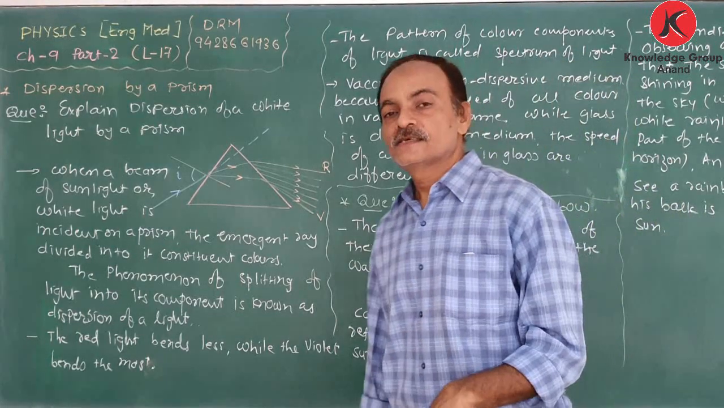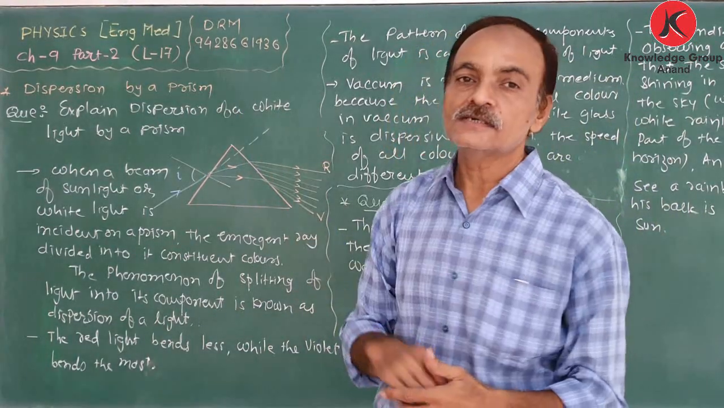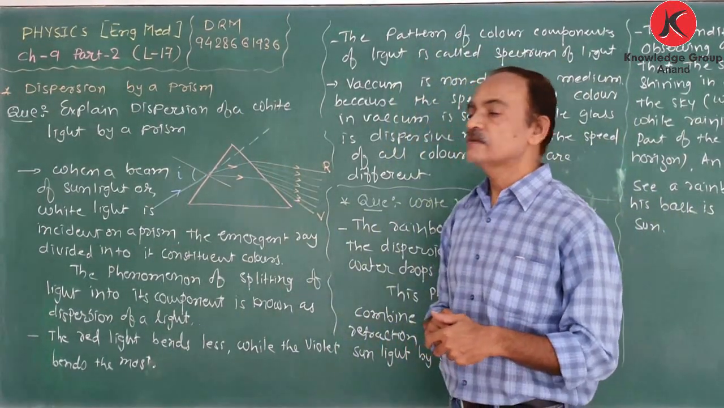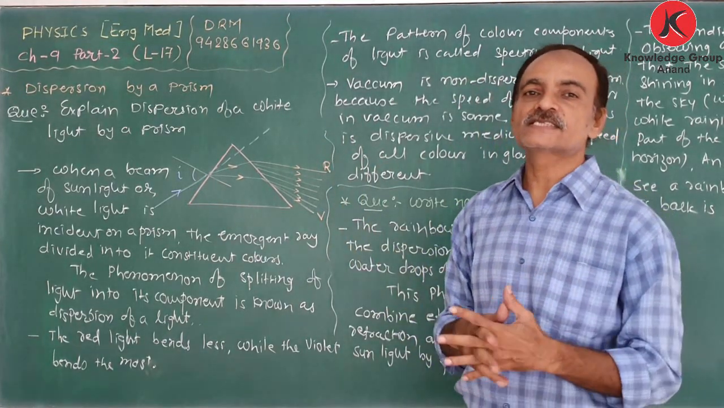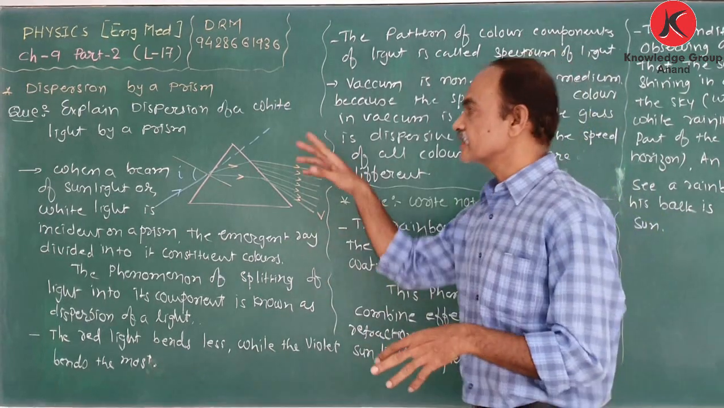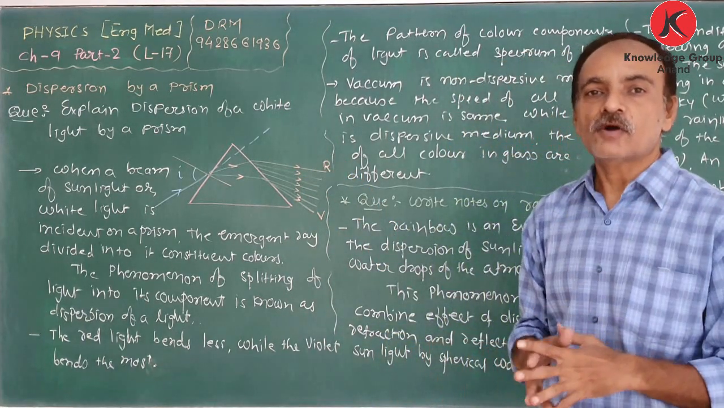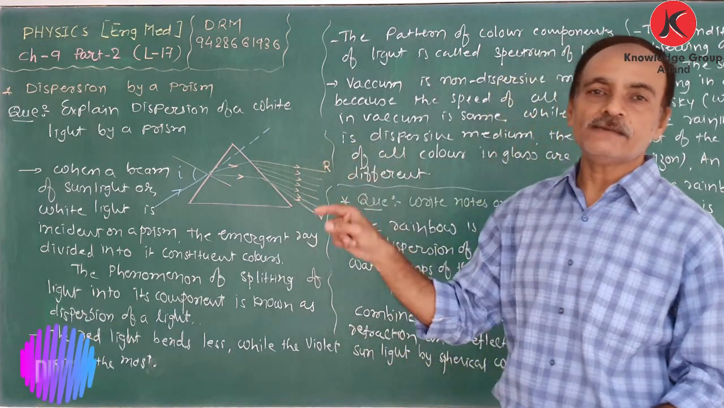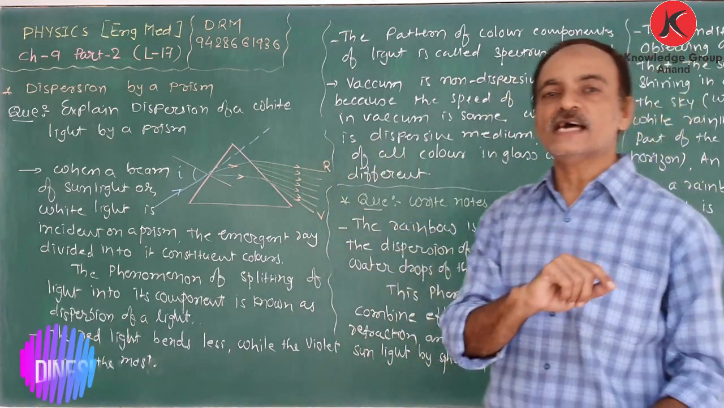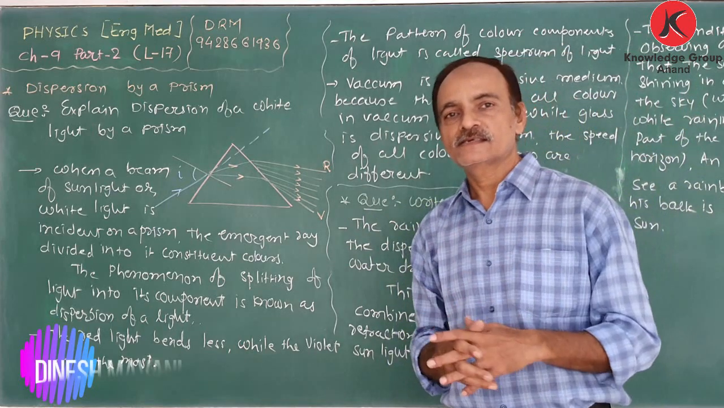Good morning, friends. In the last lecture, we discussed the refraction by a prism, right? And we also obtained the relation I plus E is equal to A plus delta, and we derived the equation of the refractive index of a prism, n is equal to sin of (A plus delta m) by 2 upon sin A by 2, right?